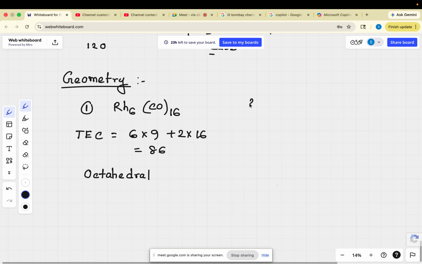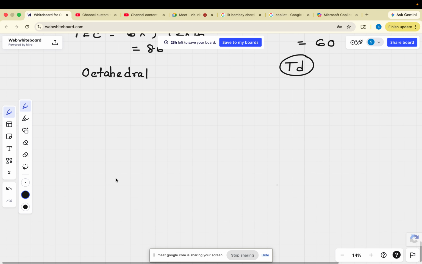Okay, number 2, suppose you have this Ir4(CO)12. Find out this Ir4(CO)12. Tetrahedral. So here total electron count will be what? 4 into 9 plus 2 into 12. So you are getting 60, which means it is your tetrahedral.